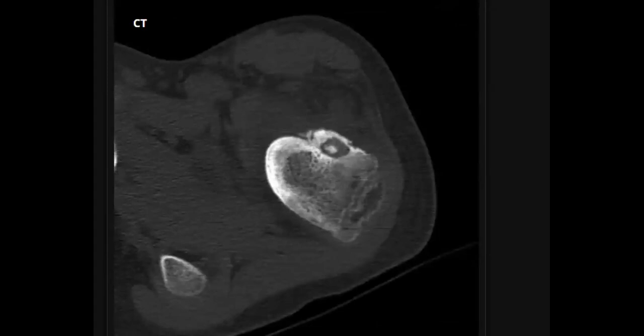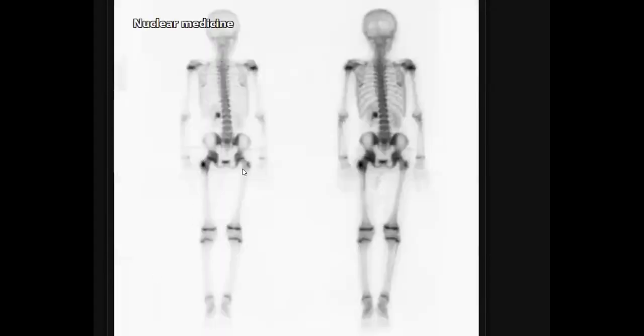In the bone scan, they mentioned something called the double density pattern. So these are some frequent cases that came.